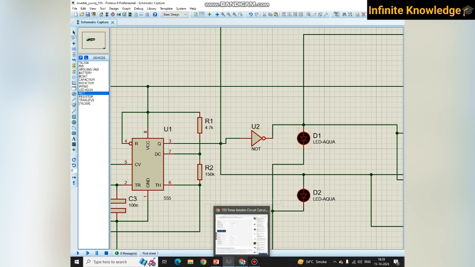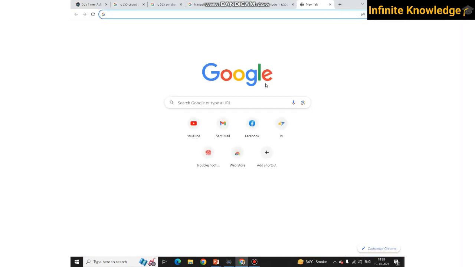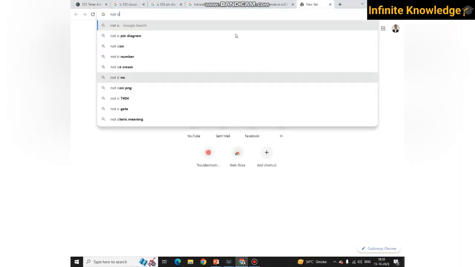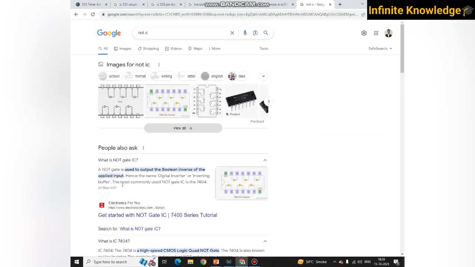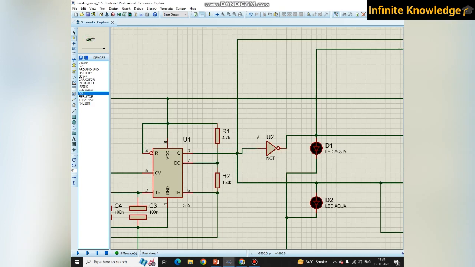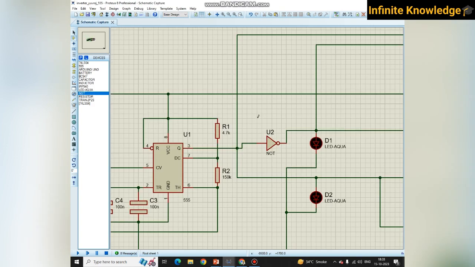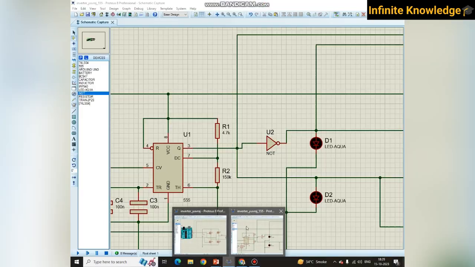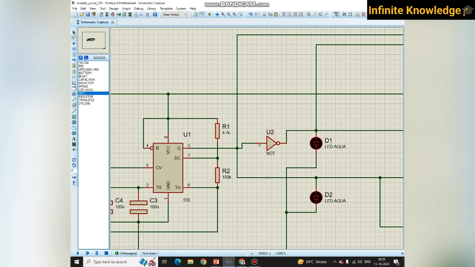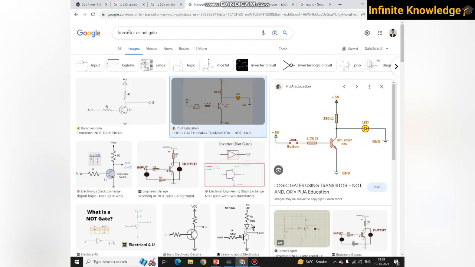But when you are actually designing the circuit, you need to use a NOT gate IC. What is a NOT gate IC? It's a 74, NOT gate IC is a 7404. So you need to use this IC for a NOT gate. But if you use the IC, then it will cost more. So if you don't want to use a NOT gate, you can use a transistor circuit, because we can use a transistor as a NOT gate.